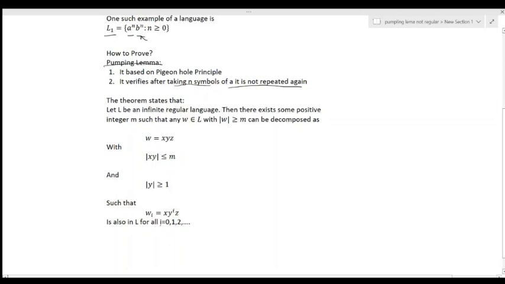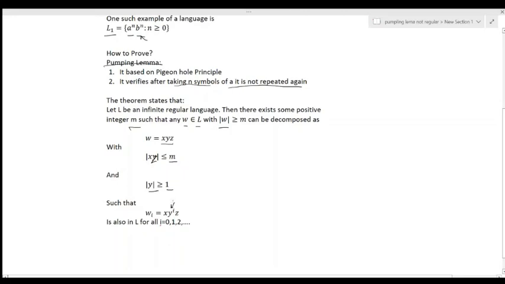Suppose L is an infinite regular language, that is, there are an infinite number of strings. Then there exists some positive integer m such that any string w which belongs to L and whose length is greater than or equal to m can be decomposed into three substrings x, y, and z, where the length of xy should be less than or equal to m, and the length of y should be at least 1. That is, there should be at least one y. So that we get x y^k z for any number of y.